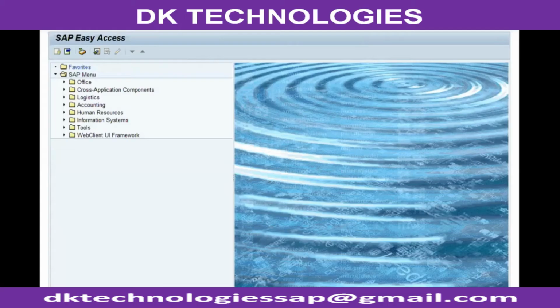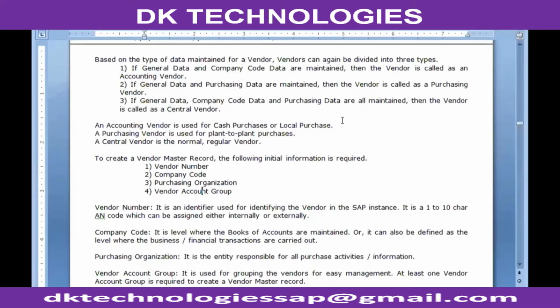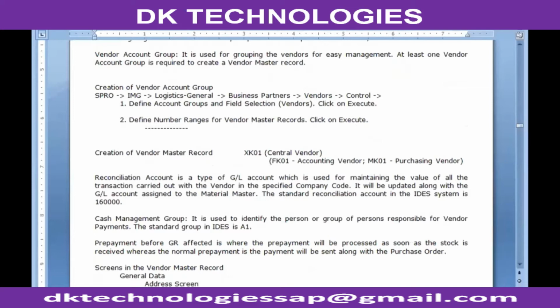Now, vendor master record. Since we have three types of vendors, we're going to use the central vendor here because that's the most commonly used, and also because the central vendor has all the three types of data. So to create a central vendor, we use the transaction code XK01.